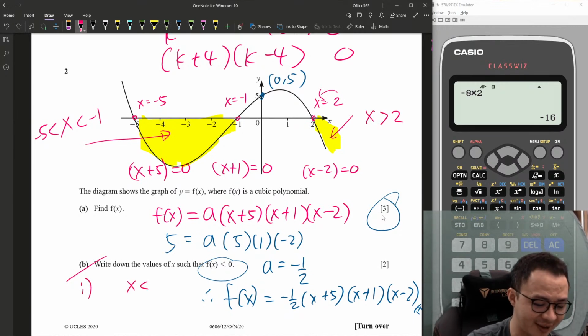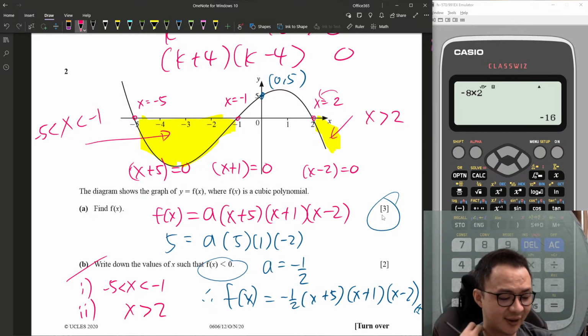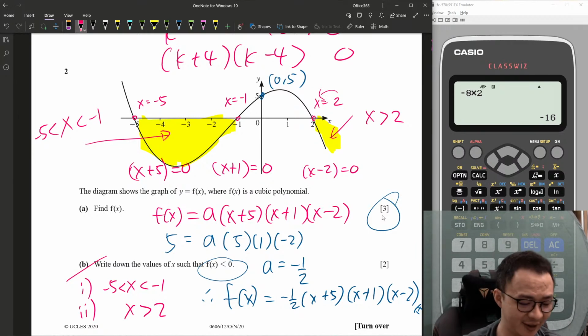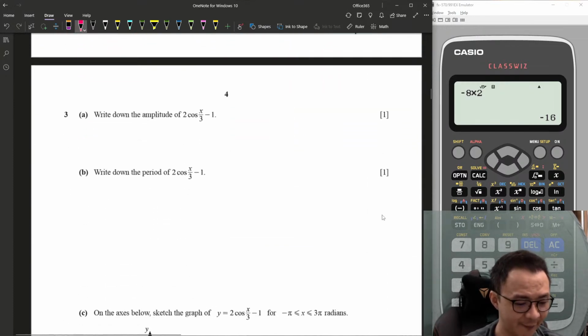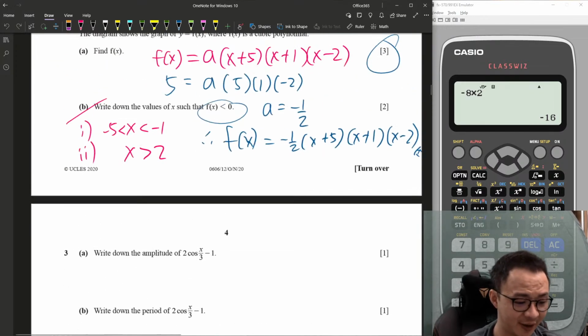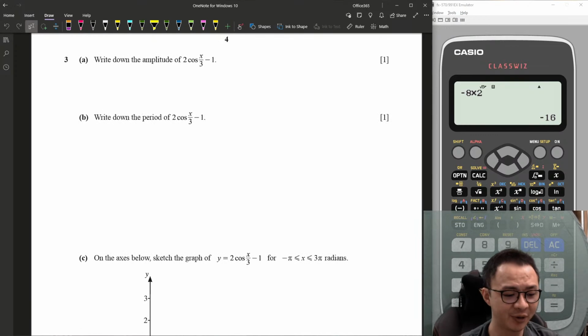The first one, x is between negative 5 and negative 1. Second, x is bigger than 2. This is the inequality they want. It should be quite easy if you get the idea. If you don't get the idea, it will be very hard for you. Okay, done. Number 3. Are we done? Yeah, we're done.